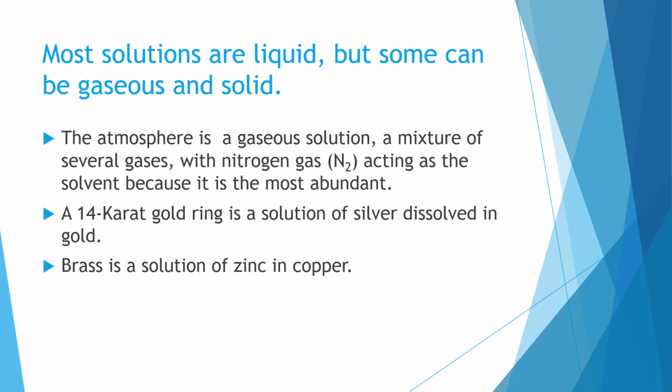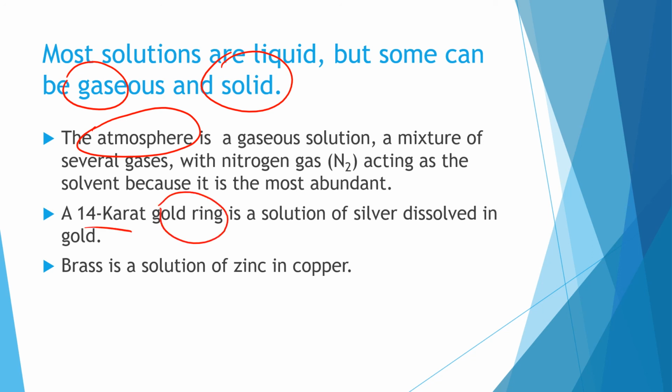So most solutions are liquid, but we can think of gases and solids. For example, the atmosphere itself. Nitrogen gas, or dinitrogen, makes up the most, so it can be considered the solvent. You have a gold ring, 14 carats. You have silver dissolved in gold, and in brass you have zinc dissolved in copper. So that means that silver and zinc are your solutes, while copper and gold are your solvents.